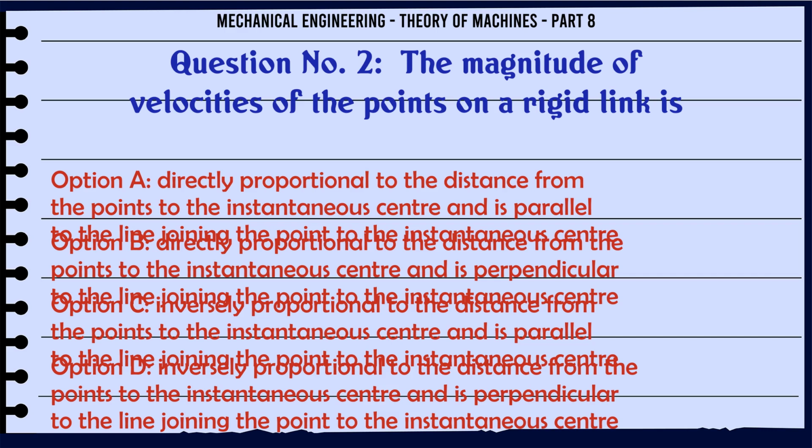B. Directly proportional to the distance from the points to the instantaneous center and is perpendicular to the line joining the point to the instantaneous center. C. Inversely proportional to the distance from the points to the instantaneous center and is parallel to the line joining the point to the instantaneous center. D. Inversely proportional to the distance from the points to the instantaneous center and is perpendicular to the line joining the point to the instantaneous center.